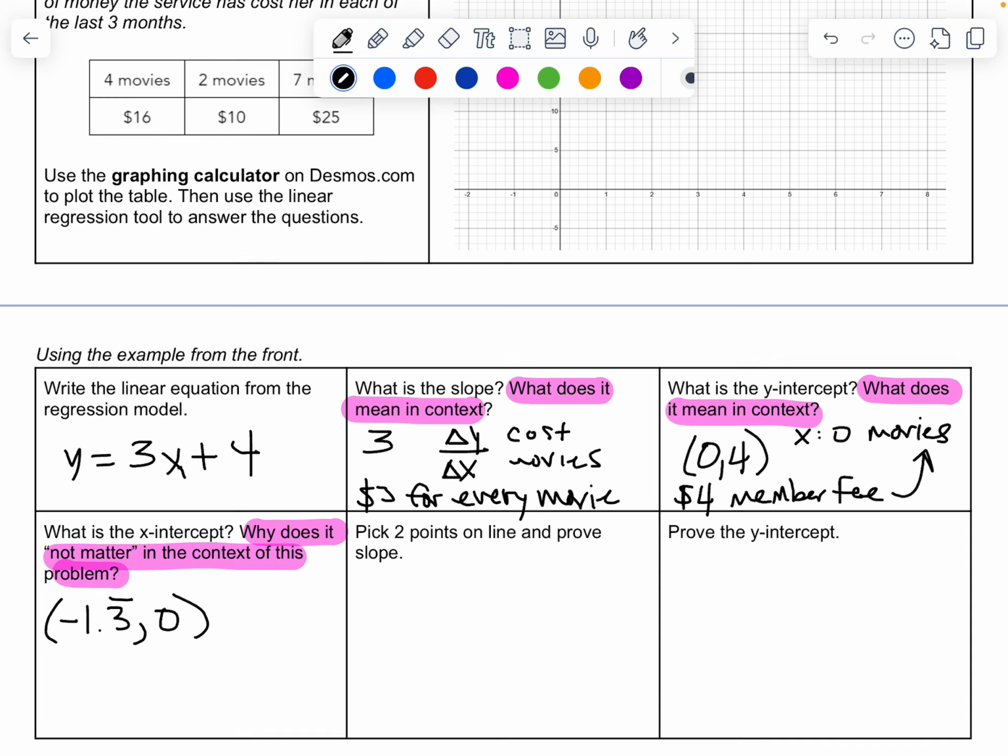And then what is the x-intercept? The x-intercept is negative 1.3 repeating. And we know that our x value, again, is movies. And I am not watching a negative amount of movies. So this is kind of sort of one where algebraically it ends up being that point. But in the context of this problem, it just really doesn't make any sense at all. So we can document it, but we got to make sure that it's not really going to play out and be part of this situation.